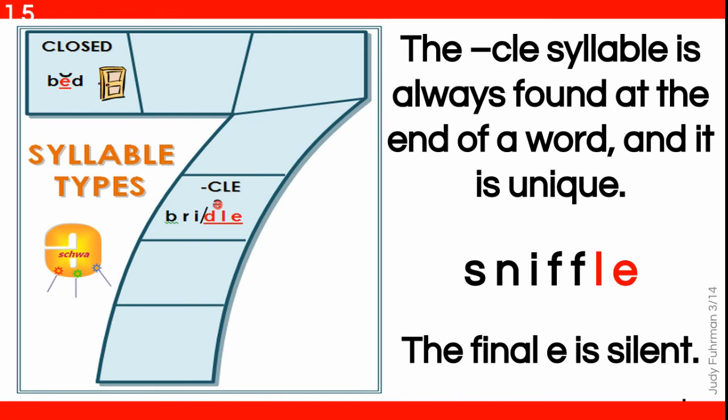In your notes, you should have the number 7, the syllable types, and we already went through what a closed syllable is. We talked about a schwa, and now it's the ending with the CLE. You can see the example there with the word brittle. When you see that little line next to the CLE, that means it goes at the end of the syllable. It's always found at the end of a word, and it is unique. The final E is silent, just like in this word here, sniffle, and from your number 7, brittle.